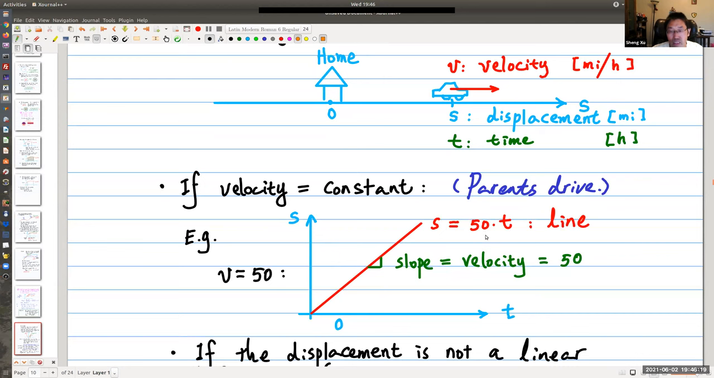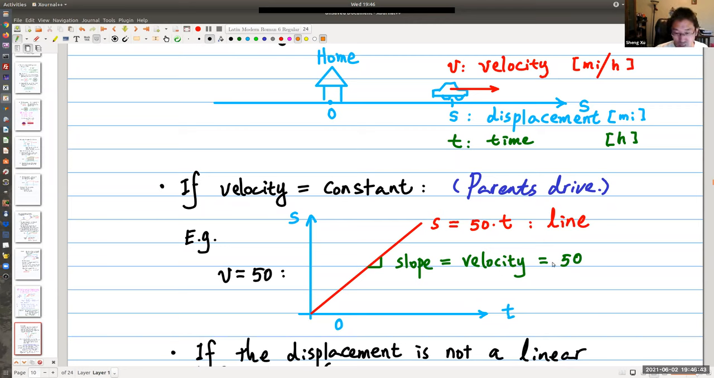You can plot the distance as a function of time. S equals 50t. One hour, 50 miles; two hours, 100 miles. So you have a straight line to describe your distance as a function of t, and the slope of this straight line is just your velocity. See, the slope is 50. That's the velocity. That's a boring case.